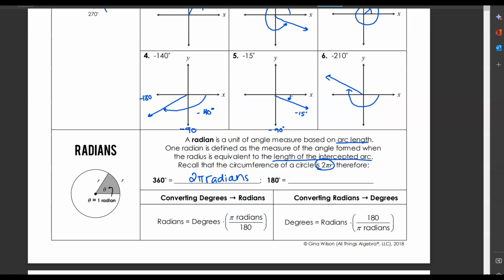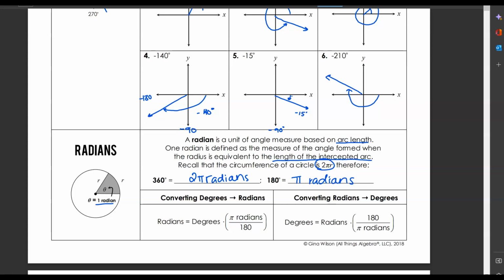Because that's going to give us the entire circumference. So 180 degrees, that's going to be pi radians. Okay. So again, looking at our theta, it's going to equal 1 radian. All right, so converting from degrees to radians here.